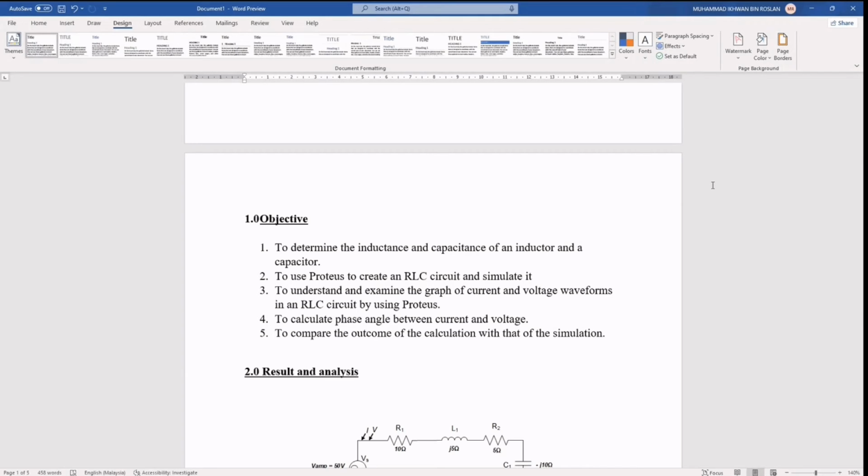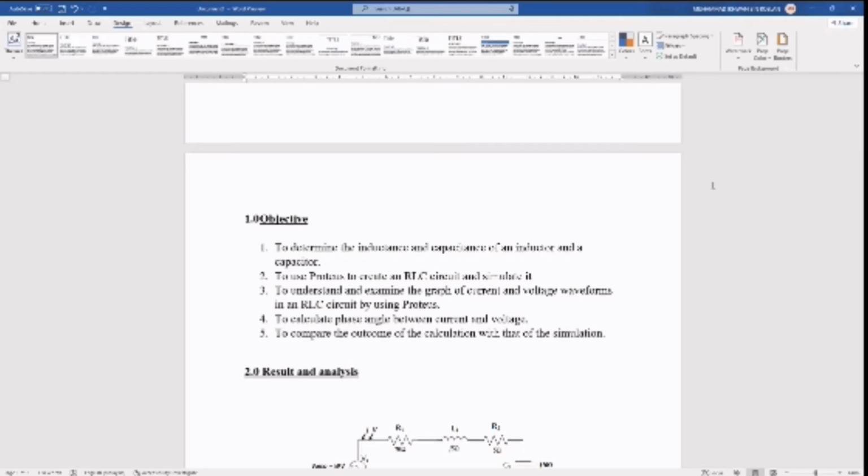Number 4 is to calculate the phase angle between current and voltage. And the last one is to compare the outcome of the calculation with that of the simulation. Next, I will pass to my partner, Muhammad Ikhwan.